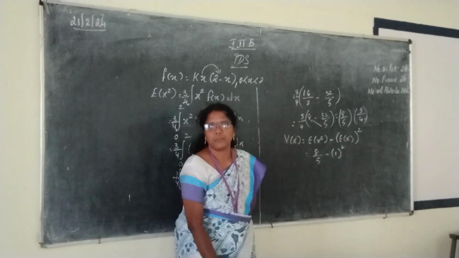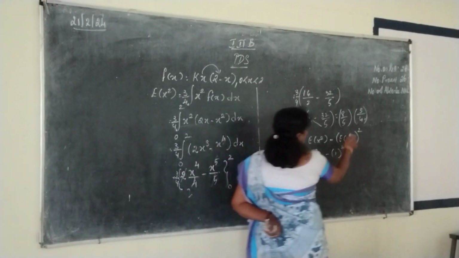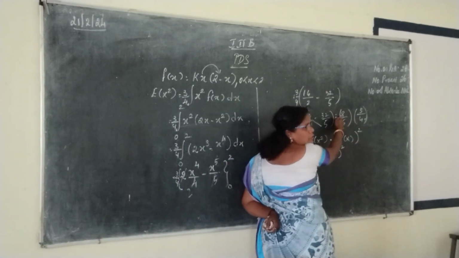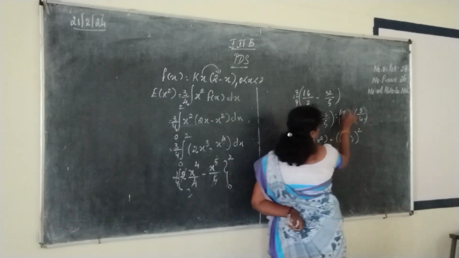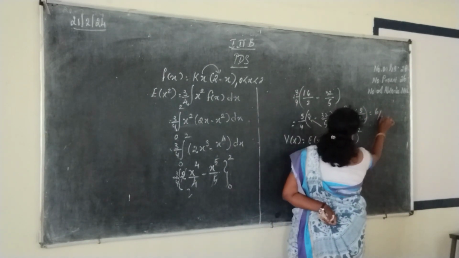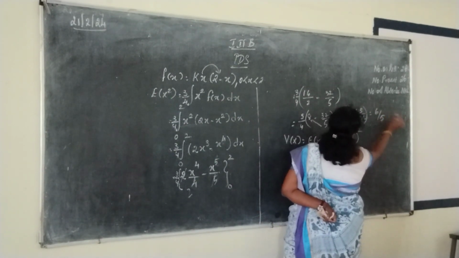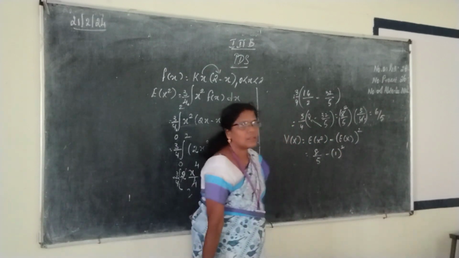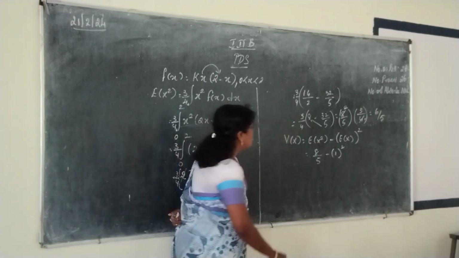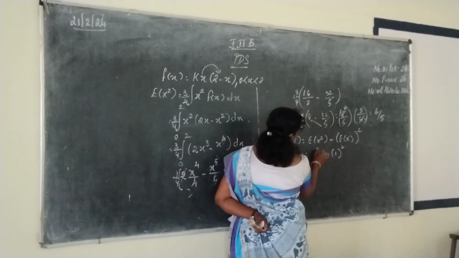Into 3 by 4. Okay. So now cross multiply. 4. How many times is 4? 2. So you get the answer to be 6 by 5. Okay. So you get it as 6 by 5 minus 1.